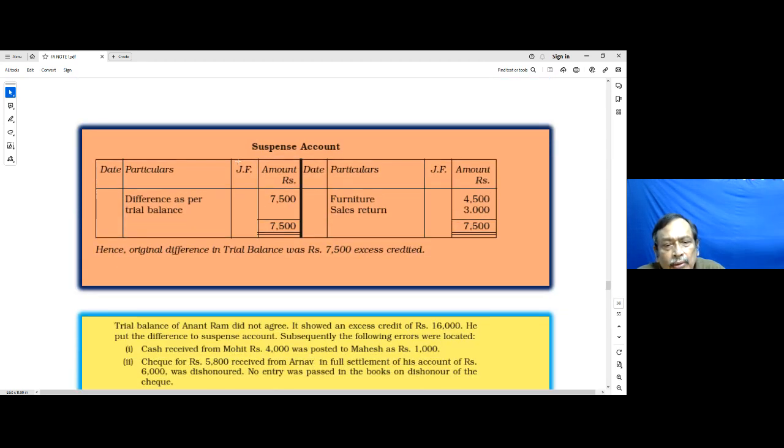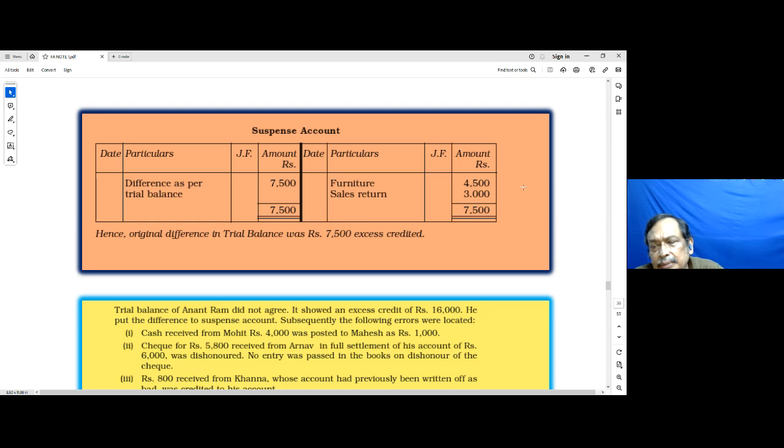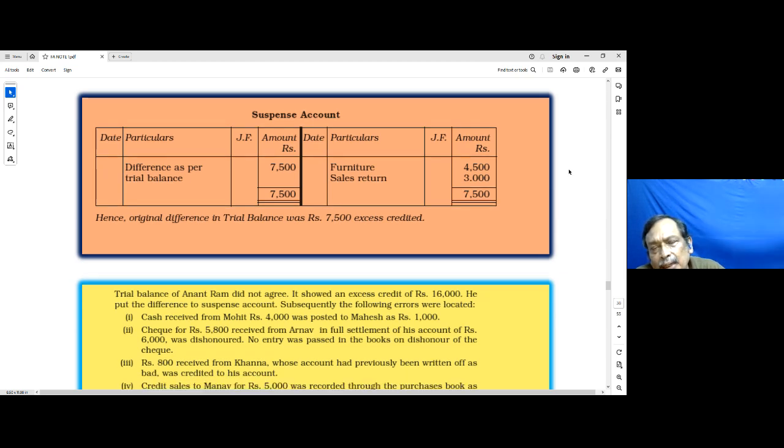Now we are going to prepare the suspense account, and in the suspense account we put the double entry, that is furniture 4500, sales return 3000, and there was a difference in trial balance, that is the balancing figure, difference as per trial balance 7500. Hence original difference in trial balance was rupees 7500 excess credited.